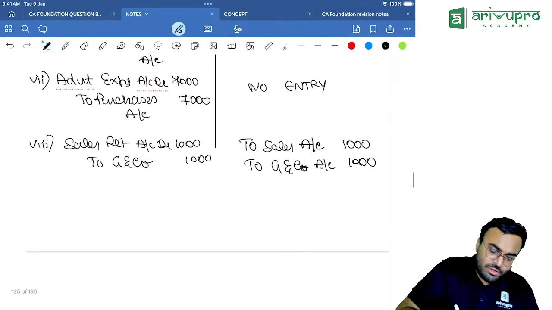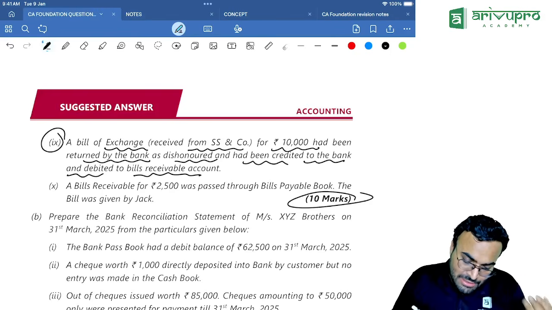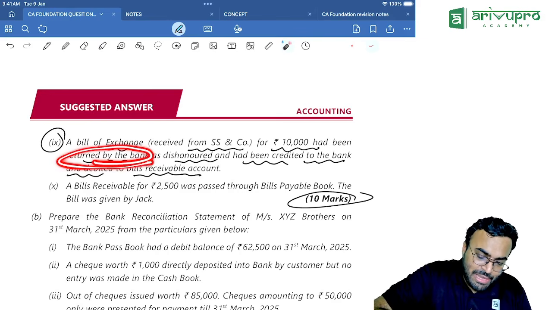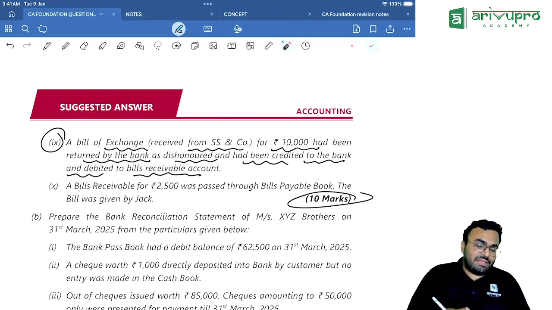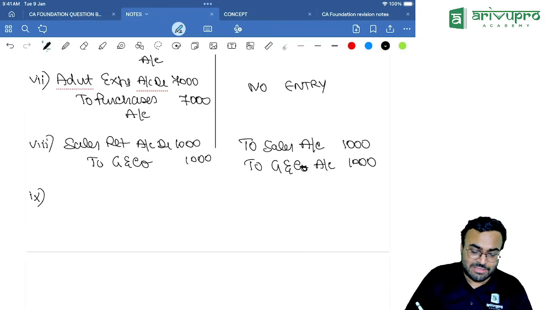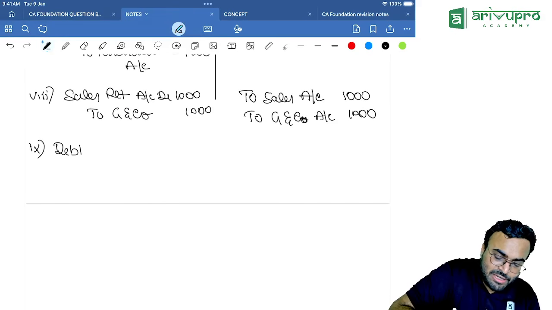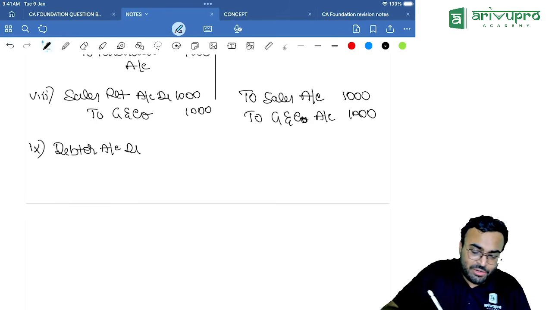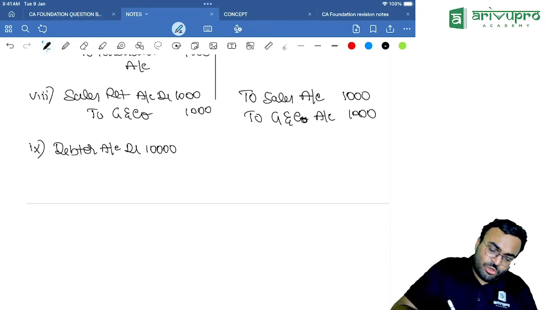Okay. People who have already done bills of exchange, what should be the correct entry for a bill which is discounted and dishonored? Are you getting this? See, it is returned by the bank as dishonored and has been credited to the bank and debited to bills receivable. Now, tell me one thing, when can a bill be returned by the bank? If it is discounted with the bank. Okay, so what should be the entry for this? Debtor account debited, because the debtor becomes a debtor again. And the debtor we call drawee. Okay, debtor account debited 10,000. Is this 10,000? Debtor account debited 10,000 to bank.